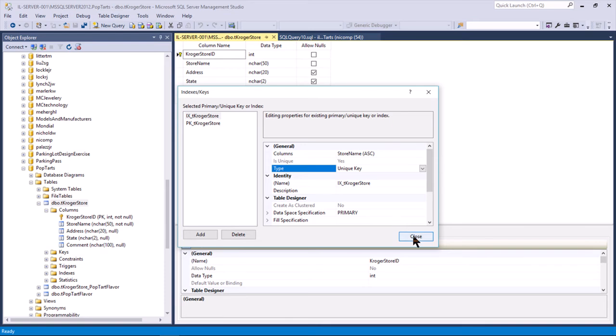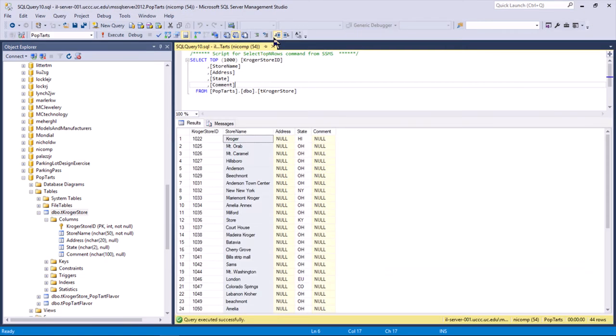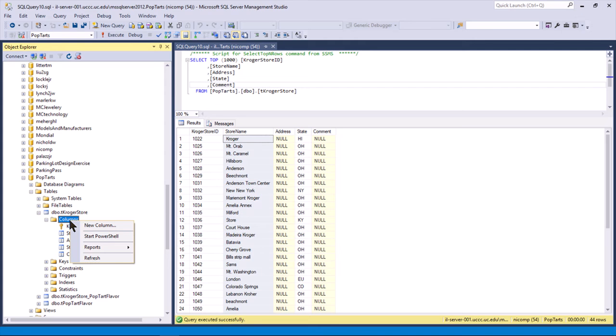Now I changed it to a key. Save that design. Refresh this folder. And the store name has now been set to the natural key, even though it doesn't show up that way in the column listing, but that's okay.